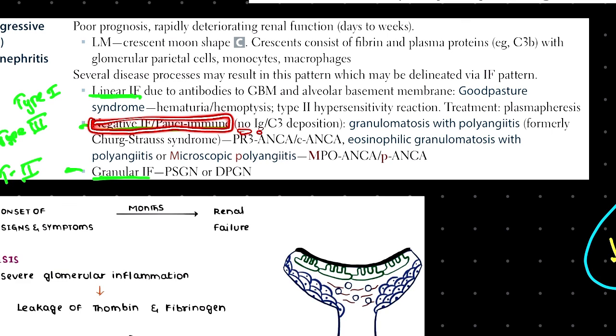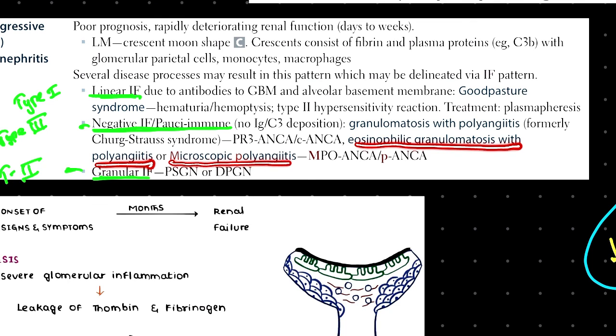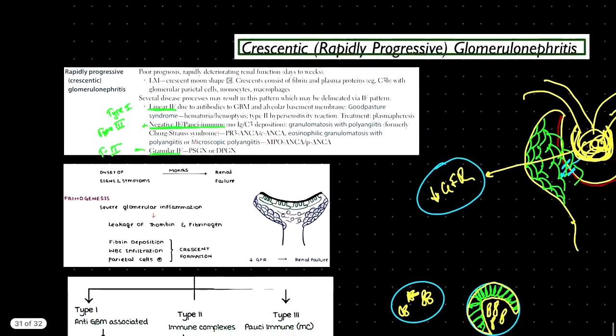Now talking about negative or pauci-immune: there will be no IgG or C3 deposition. It will be found in granulomatosis with polyangiitis, and it is also found in Churg-Strauss syndrome. The things that are associated are P ANCA and C ANCA. There will be eosinophilic granulomatosis with polyangiitis, which we already talked about, or microscopic polyangiitis, which is associated with P ANCA. Now this was about the content of First Aid.